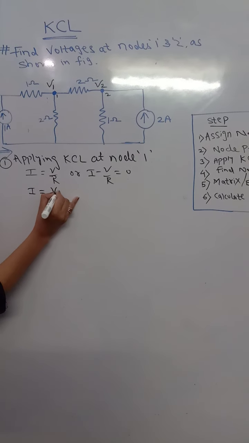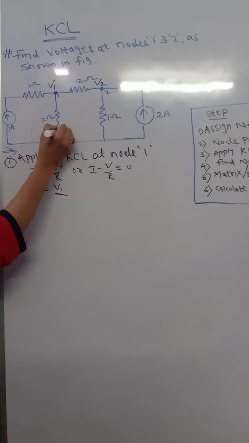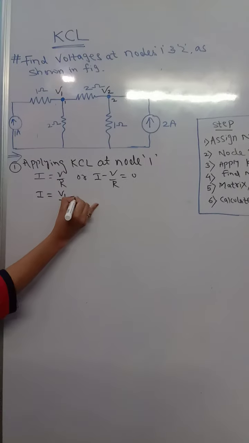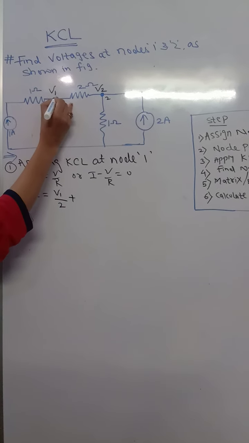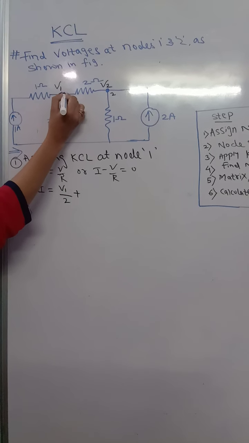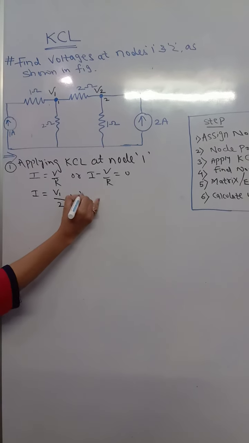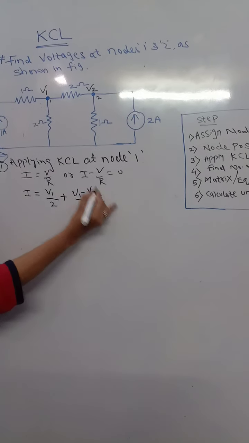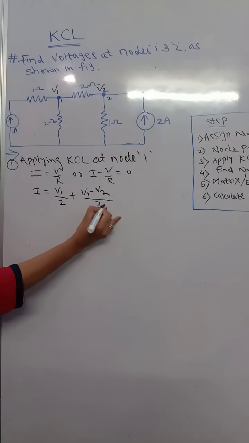And what is my V? That is my V1 divided by, at this particular node, my R, which is the 2 ohm, plus. Secondly, at this position this resistor will affect and this resistor will affect. So at present I am at V1, so here V1 minus V2 divided by which resistor? That is the 2.